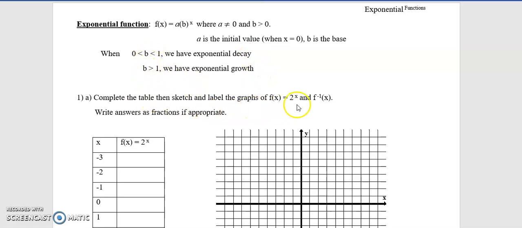So we want you to sketch a graph of f of x equals 2 to the x and its inverse. And remember, for inverse functions, you switch the x and y points. So take a minute and do that. You can pause the video.